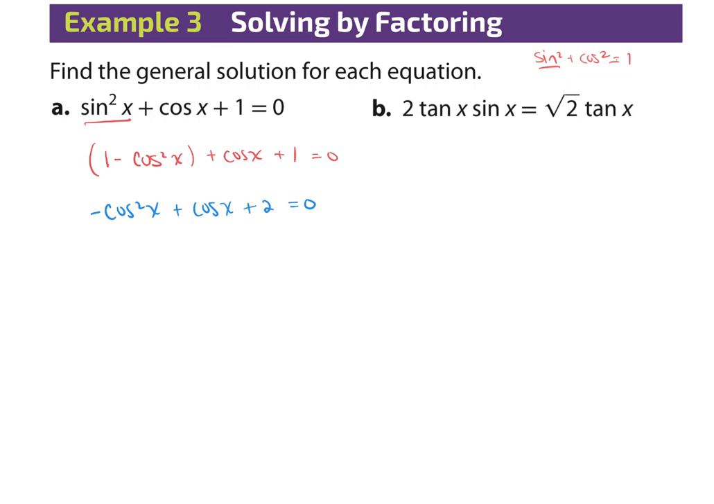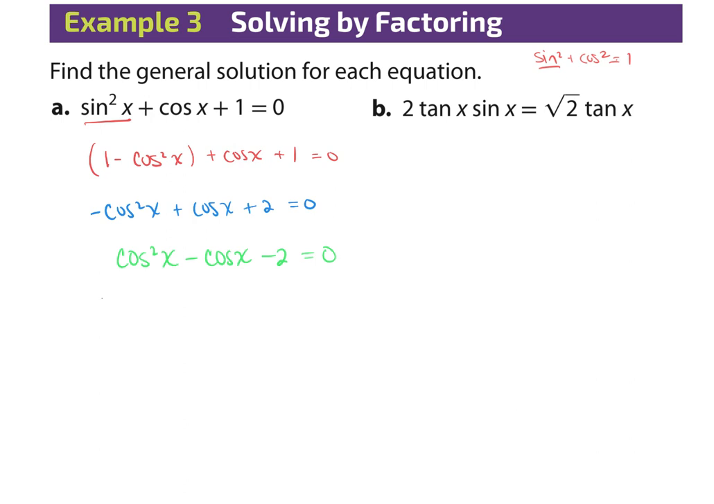I never factor with a negative in front. I just don't. So I would take that negative out of everything, divide everything by that negative, so that I have a positive cosine squared of x, a negative cosine of x, and a negative 2. Basically, you want factors of 2 that subtract to give you 1. That's going to be a negative 2 and a positive 1, right? So just think of it as x squared minus x minus 2. That's what you're thinking of, okay?